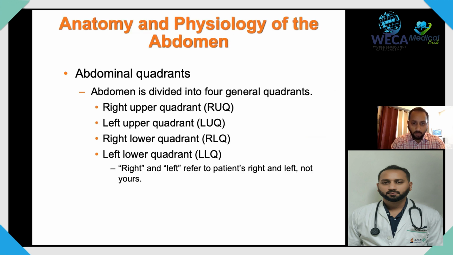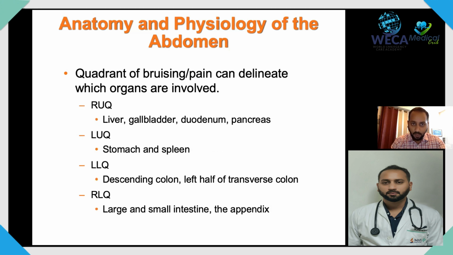Coming to abdominal trauma, let's speak about the anatomy and physiology of the abdomen. First and foremost, we can divide the abdomen into 4 quadrants: the right upper quadrant and lower quadrant, and similarly the left upper quadrant and lower quadrant. The right and left here, to be noted, refer to the patient's right and left, not the examiner's. The quadrant where the bruising or pain occurs can delineate which organs are involved.